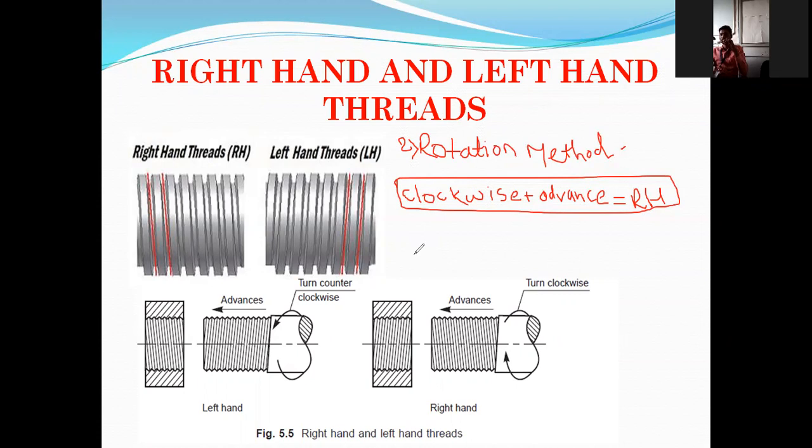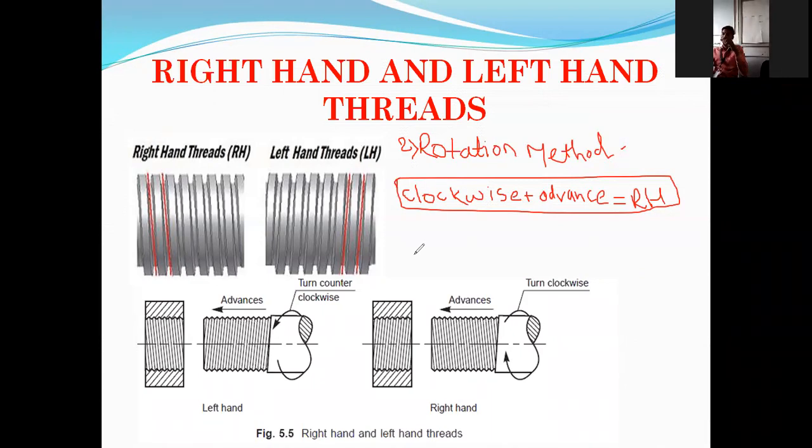assembly is going to happen. If it is going forward, then it is called as which type of thread it is having? Right hand. Which type of thread? It is having right hand thread असं म्हटलं जाते. That particular component is having right hand thread.